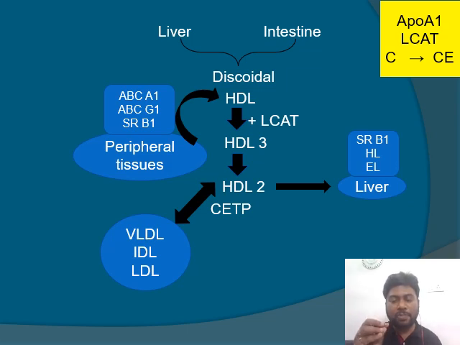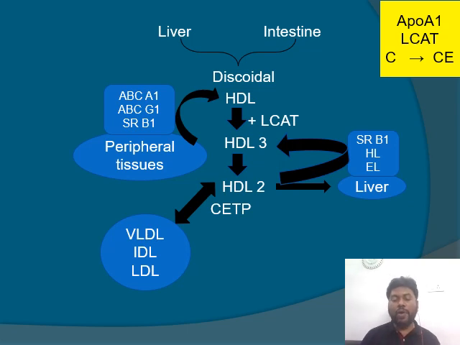Sometimes only some quantity of cholesterol may be delivered, so the HDL2 can be converted back to HDL3. This HDL3 in turn can again go to the peripheral tissues, collect further cholesterol molecules, and form HDL2. This interchange of HDL2 to HDL3 and HDL3 to HDL2 is called the HDL cycle. This helps in taking more and more cholesterol from the peripheral tissues by a single HDL molecule.